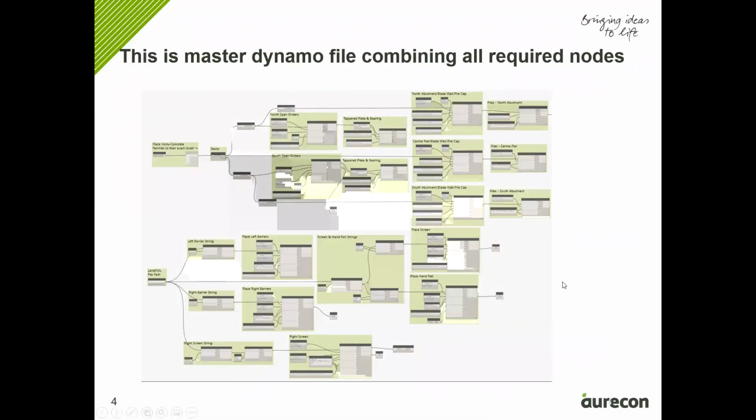So this is the master Dynamo file that I try to put everything in so that we can generate a bridge when you hit run. They all generate for you. But actually, this is not the typical process where we do a bridge in Aurecon. We just try to break it down per task.